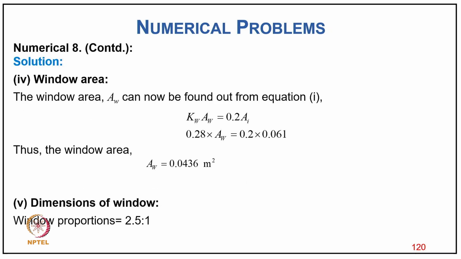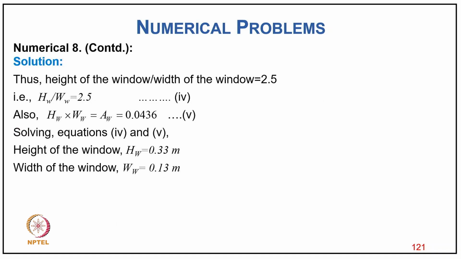Now the window area can be found out from the equation of the window, Kw AW equal to 0.2 AI. From this we can find the value of AW equal to 0.0436 meter square. For the dimensions of the window, the window proportion is 2.5 to 1, so the height to width of the window is 2.5. So HW into WW is AW, that is 0.0436. Solving these two equations, we get the height of the window 0.33 meter and the width of the window WW 0.13 meter.